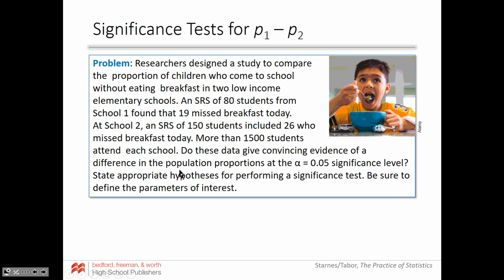Notice the question is about the population, right? Just like before, we have data that came from a sample, and we can see if there's a difference in the sample data. But we want to know, does that sample data give us evidence about the population? So right now we're just going to state the appropriate hypotheses.